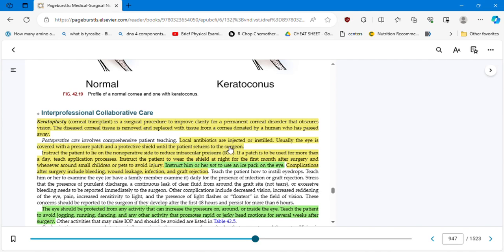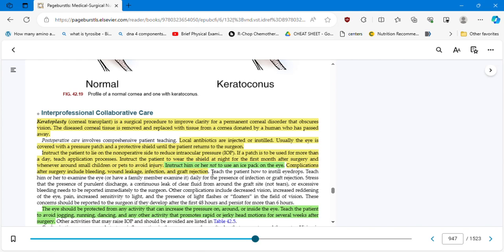Local antibiotics are injected or instilled. Usually the eye is covered with a pressure patch and a protective shield until the patient returns to the surgeon. Instruct the patient to lie on the non-operative side to reduce intraocular pressure. If a patch is to be used for more than a day, teach application processes. Instruct the patient to wear the shield at night for the first month after surgery and whenever around small children or pets to avoid injury.